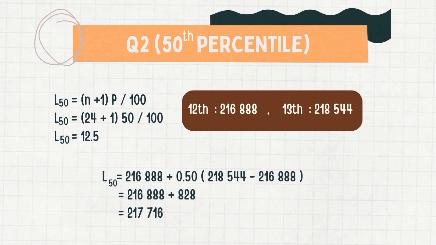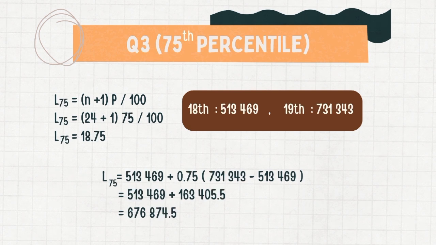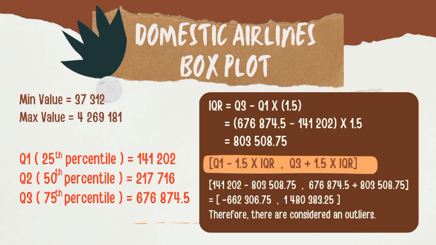Next, we need to find the second quartile, that is the 50th percentile. We follow the formula and get the answer. The steps are the same as when we find the first quartile. And the last step is we find the third quartile. The steps are still the same. We follow the formula, identify which numbers the value is between, and then we calculate the answer.